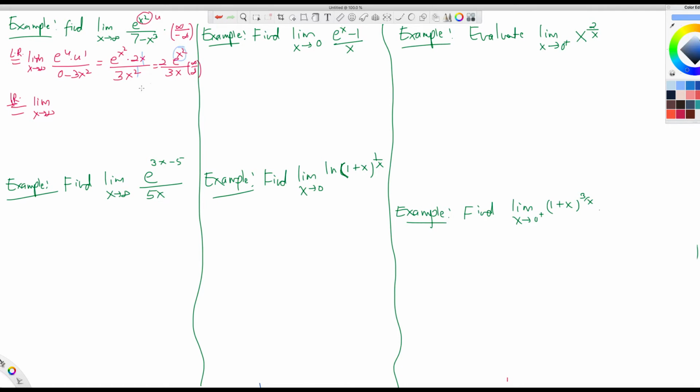There is a 2 on the front, but there is e to the u. So you find the derivative of the top and the derivative of the bottom. Let me write 2 times e to the u times u prime, divided by 3 times the derivative of x, which is 1. Let me plug in the values of u and u prime. So 2 e to the x squared times u prime, which is 2x again, divided by 3.